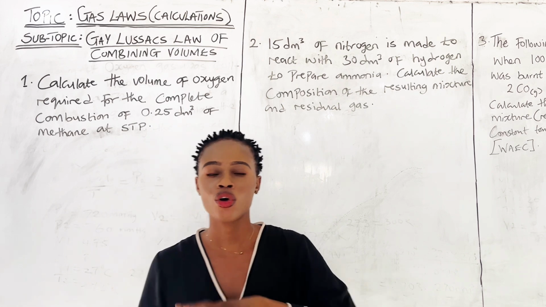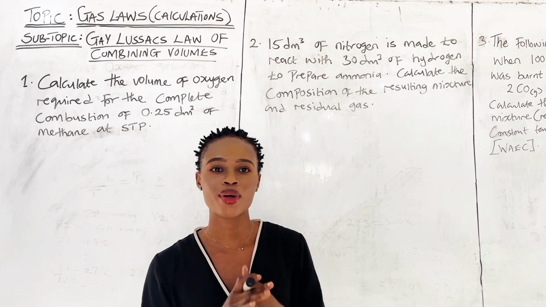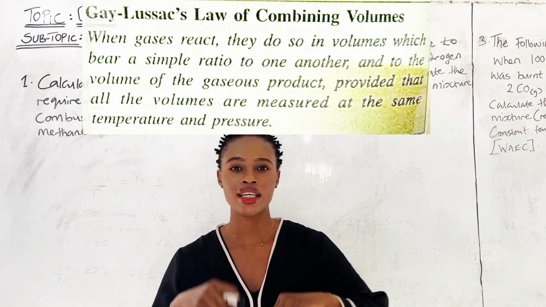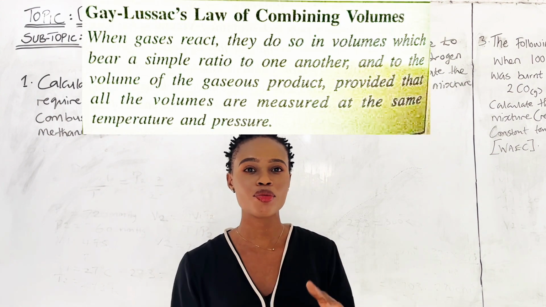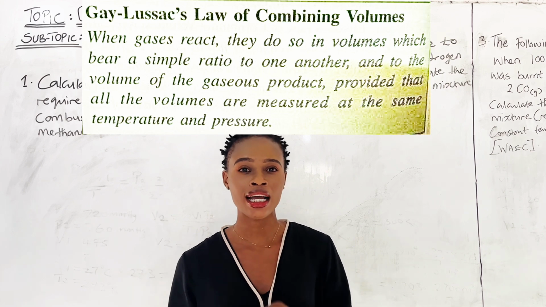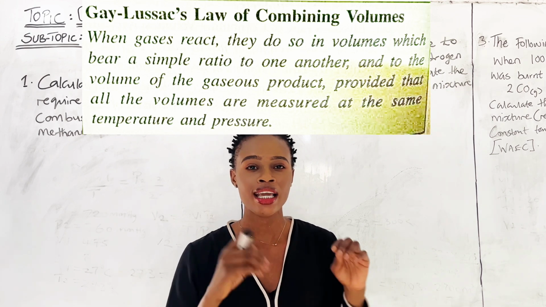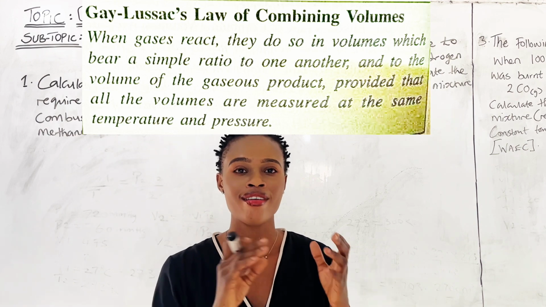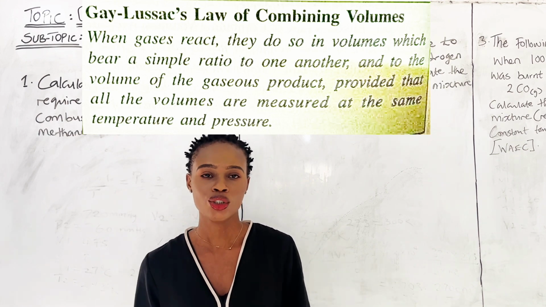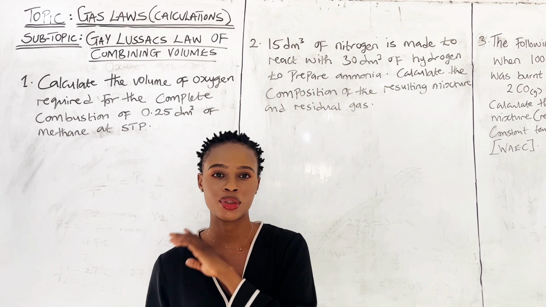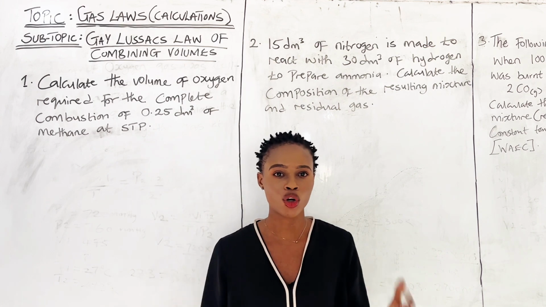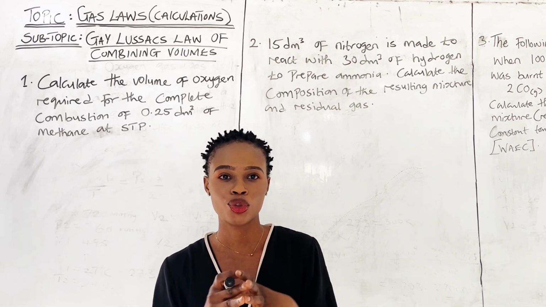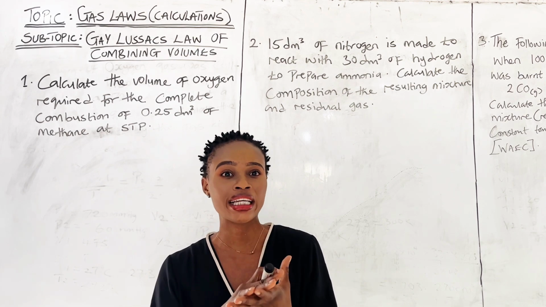But first things first, what does this law state? Gay-Lussac's law of combining volume states that when gases react, they do so in volumes which bear a simple ratio to one another and to the volume of their products if gaseous, provided that temperature and pressure remain constant. So that is what Gay-Lussac's law of combining volume states. It has to do with volumes. You really have no business with temperature or pressure, just volume. So it is called Gay-Lussac's law of combining volume.